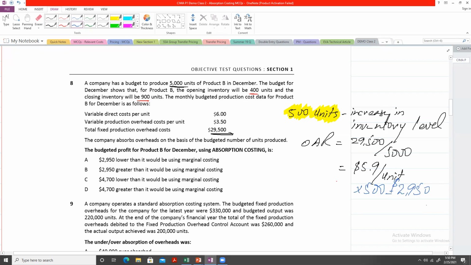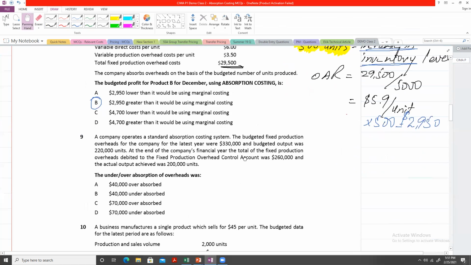$2950. This is the difference in profit figure. And since the inventory level is increasing, from 400 to 900, absorption costing will give a greater profit. So B will be the correct answer.